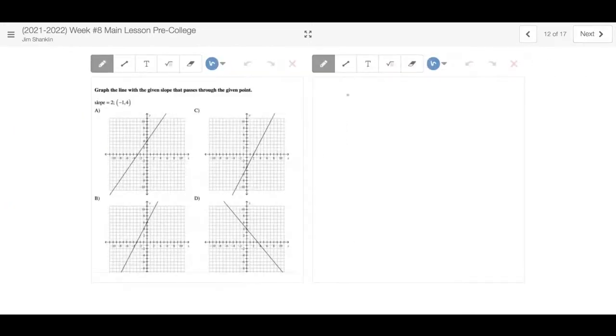It says graph the line given the slope and passes through the given point. So it has a slope of 2, so I know that this one can't be it, because that's negative, and they already said it's positive 2 slope. Okay, so then the next thing I'm going to do is find negative 1, 4. So negative 1, that doesn't cross at negative 1, 4. That doesn't cross at negative 1, 4. Negative 1, 4. Oh, it looks like it's on the line. This one has to be the correct answer for that problem.